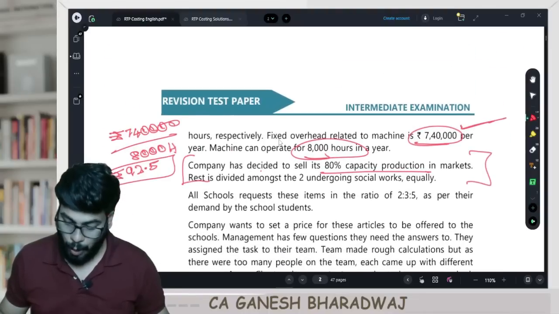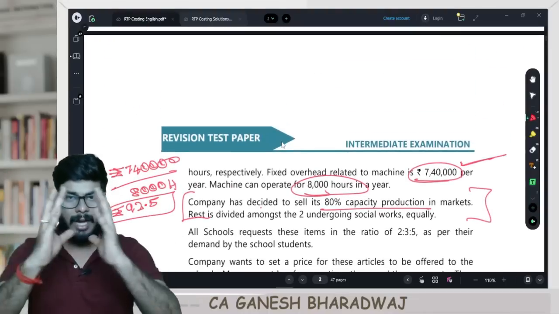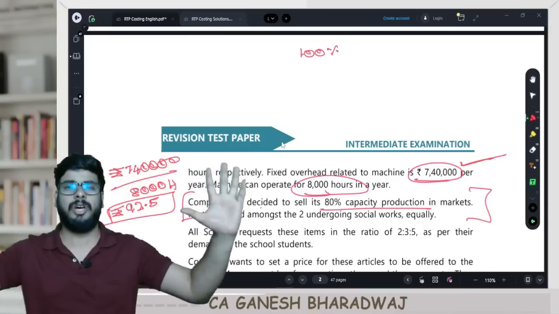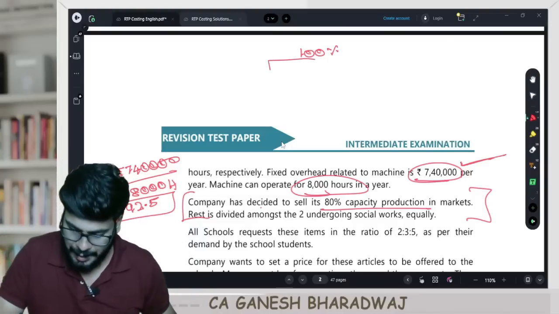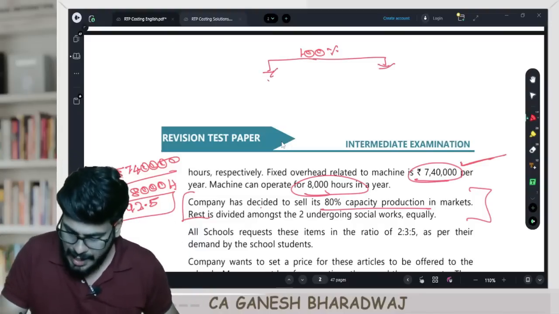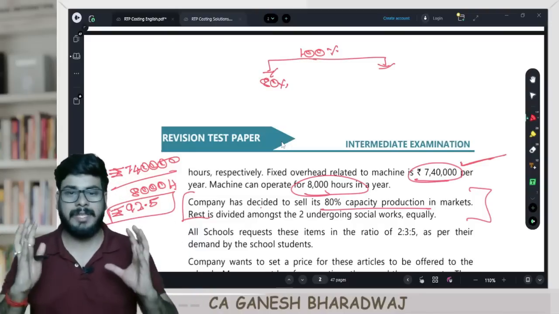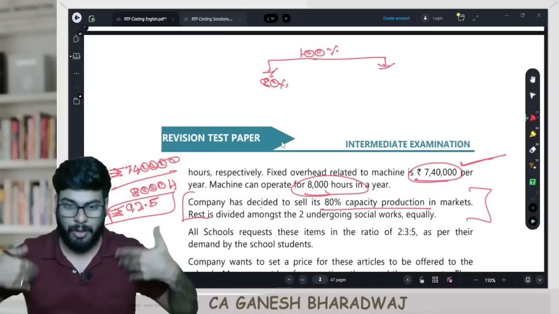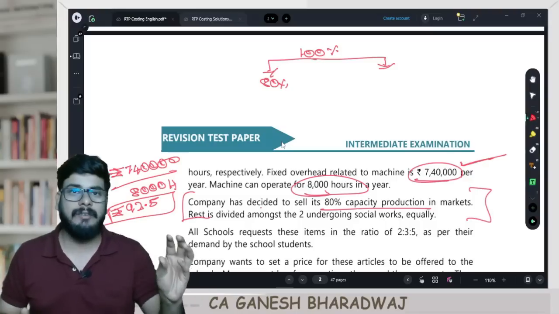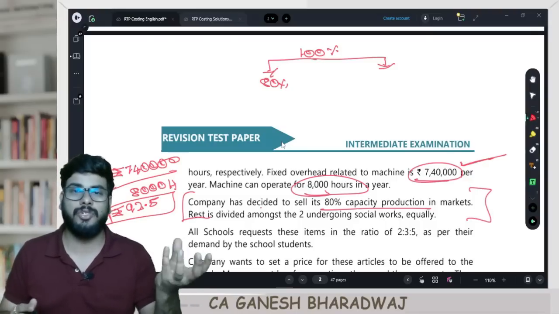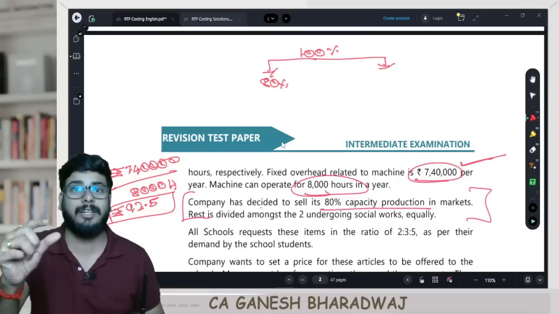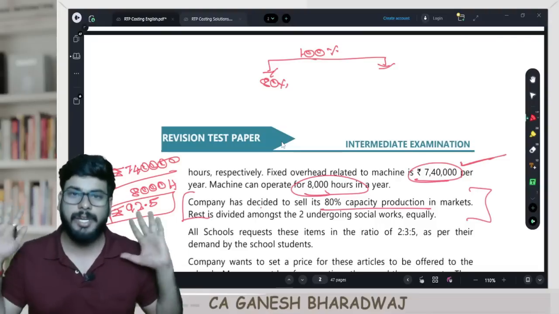Now what they are saying is the company has 100% capacity, right? That is overall capacity the company has. They are saying they are splitting it into two. 80% capacity, they will use for doing the business, right? For running the business, they will use it. So they will not be looking for social measures. They will not be giving things free of cost or at cost. They will be doing it at profit.